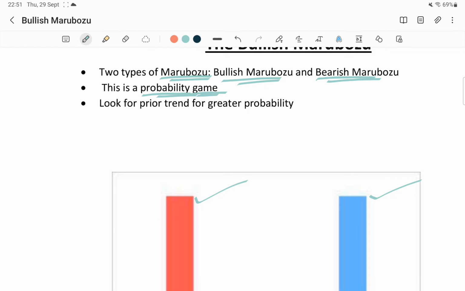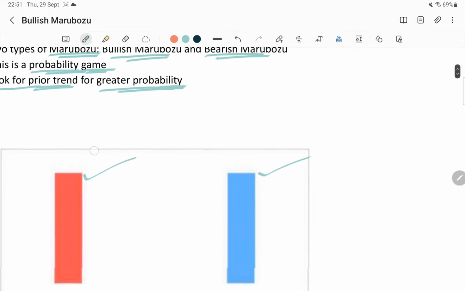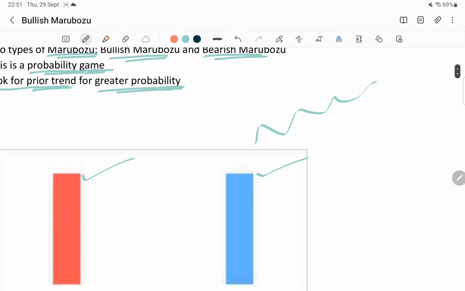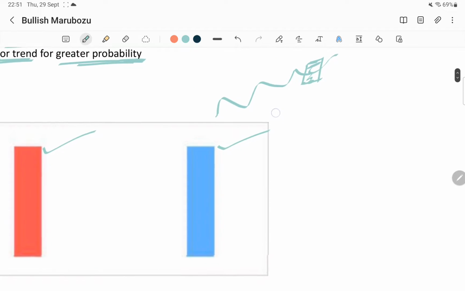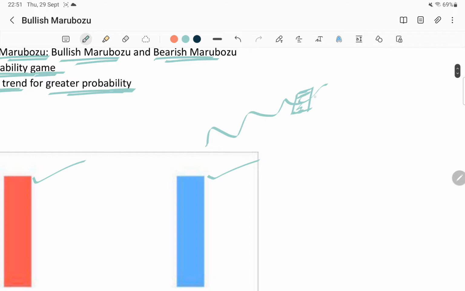Okay, and the third thing I am trying to say: always remember, always look for a prior trend, and then it will give you a great opportunity. What does that mean? Take the example: the stock is already in an uptrend, and at this point you are seeing a bullish Marubozu candlestick. In such a case, the probability of the stock going up is much higher, because the stock is already in an uptrend and you are seeing a bullish Marubozu.